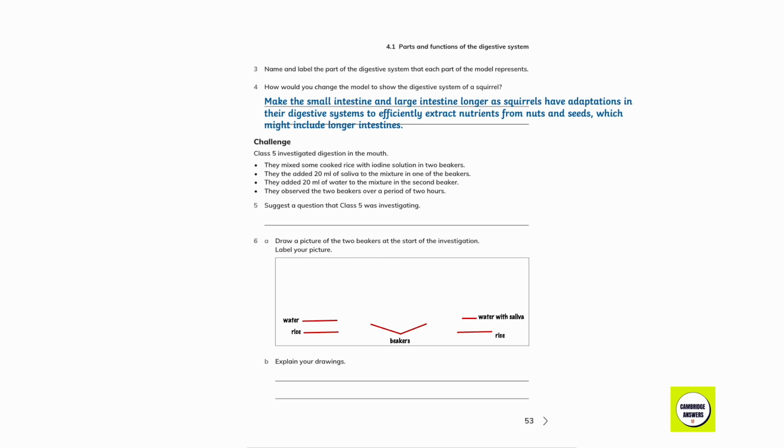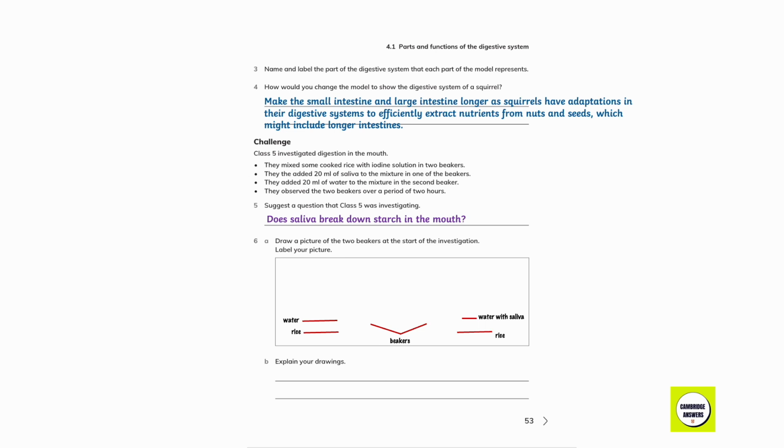Class 5 investigated digestion in the mouth. They mixed some cooked rice with iodine solution in 2 beakers. They added 20 ml of saliva to the mixture in one of the beakers. They added 20 ml of water to the mixture in the second beaker. They observed the 2 beakers over a period of 2 hours. Suggest a question that Class 5 was investigating. Does saliva break down starch in the mouth?